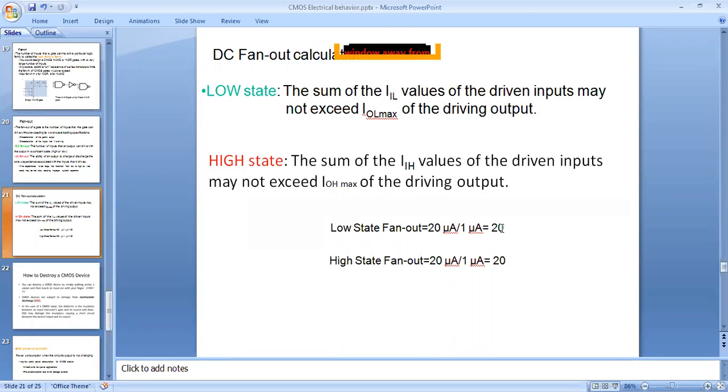So after that it is not possible in CMOS. How did we get this 20? In low state and high state, we have some different formulas. Already you know 4 currents. What are the 4 currents? IOL maximum, IOH maximum, IIL and IIH. What is IIL and IIH? The input current entered at the low state is considered as IIL. Next, what is IIH? The input current entered at the high state is considered as IIH.